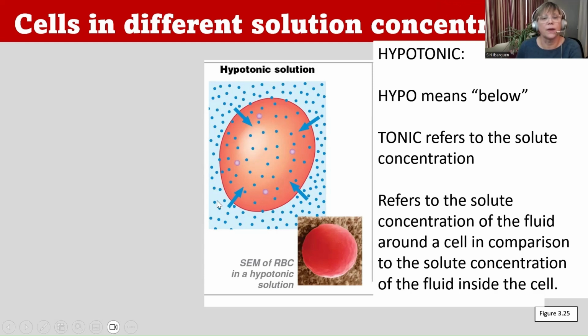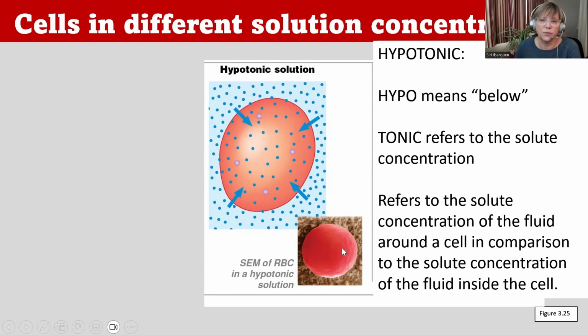Distilled water here. That means because there's less solutes outside in the solution that the cell is in, that means it has less solutes, hypo, below, solutes for tonic. That means that there's a higher concentration of water outside the cell than there is inside. That also means then that there's going to be a net movement of water inside the cell.